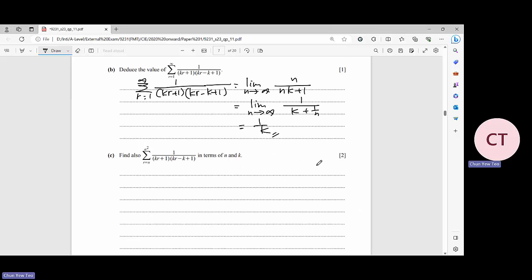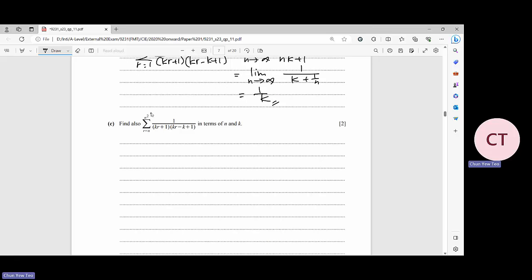Then part C. Now they are looking for the sum from n to n squared. So what you need to do is be careful. The sum of this series, 1 over (kr minus k plus 1)(kr plus 1), is actually equal to the sum from 1 to n squared of this.